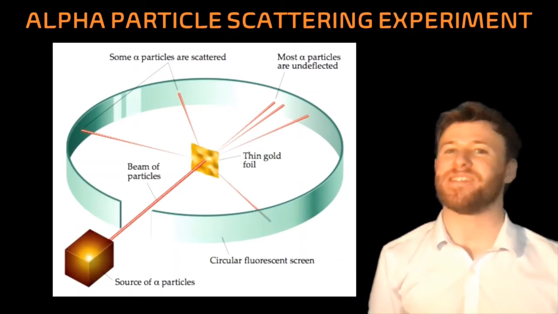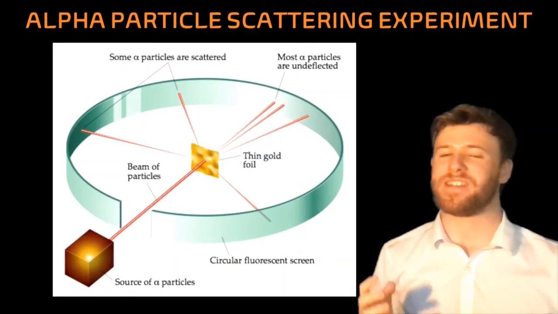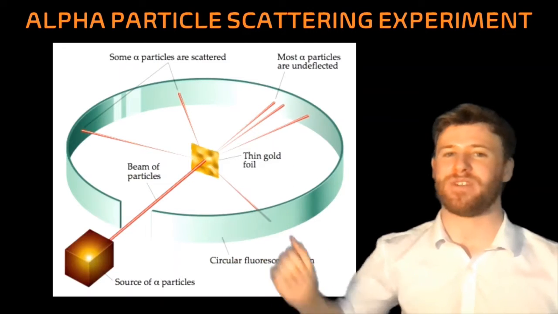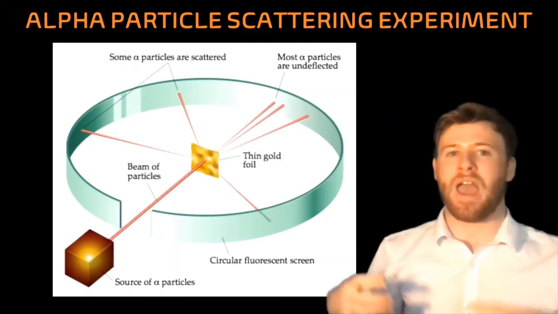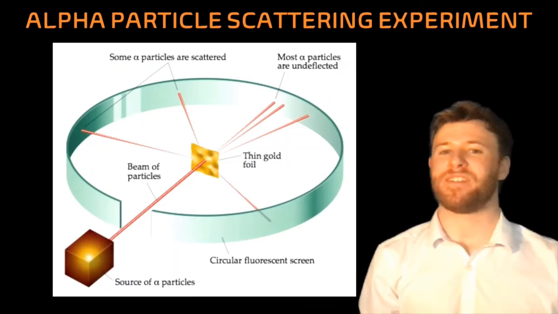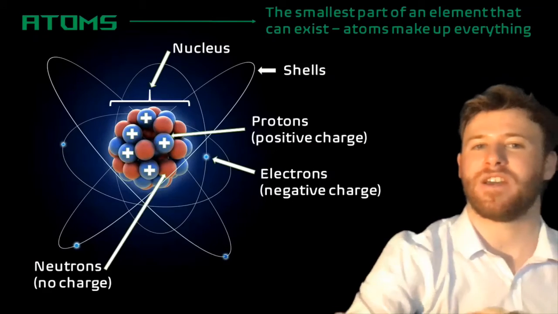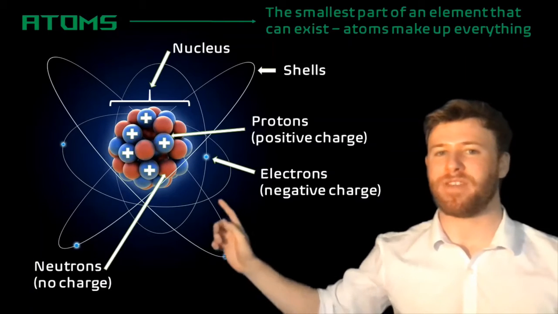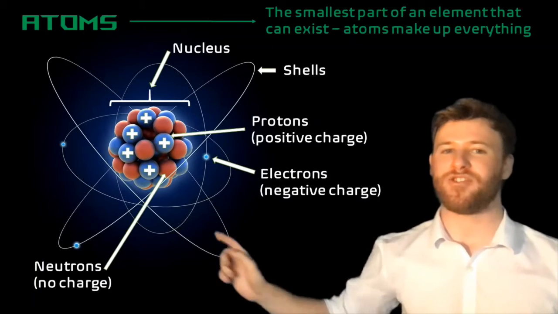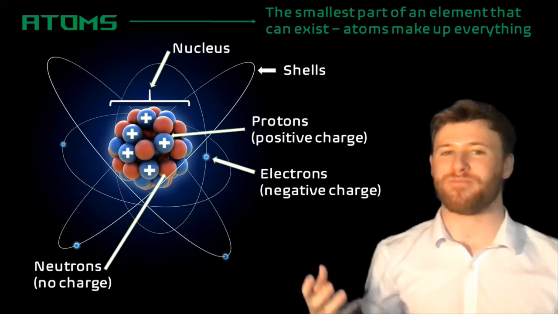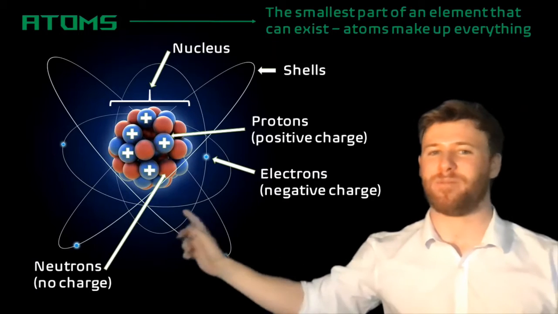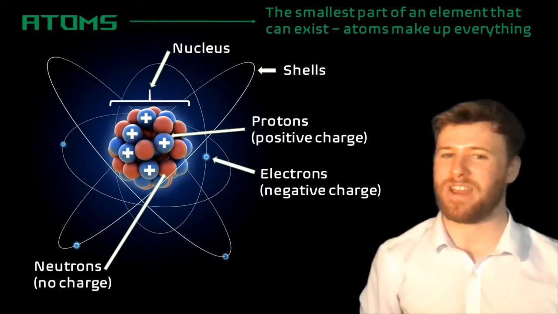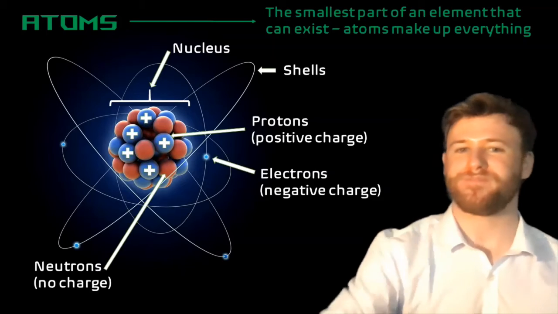Now, what this indicates is there's a lot of empty space for these alpha particles to pass through in this gold foil. And that's how we came up with today's atom, which again looks something like this here, with the electrons in these shells, but there is a lot of empty space in the shells where the electrons aren't present. So that's where the alpha particles will be able to pass through in that experiment.